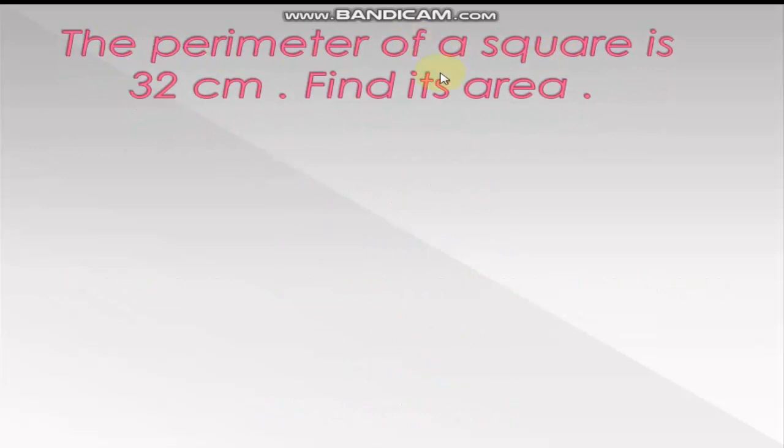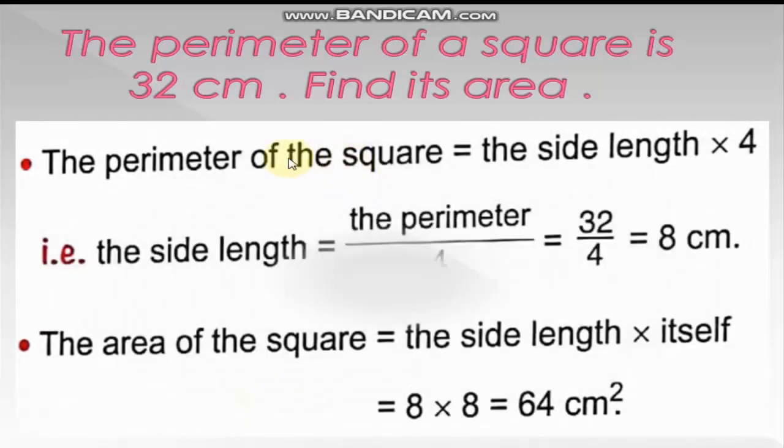The perimeter of a square is 32. Find its area. We know that the perimeter is 32 and it needs the area. At first, to find the area, we have to remember the rule of the perimeter of a square and the area of a square. The perimeter of a square equals side length times 4 and the area of a square equals side length times side length. So the side length here is very important. At first we have to find the side length.